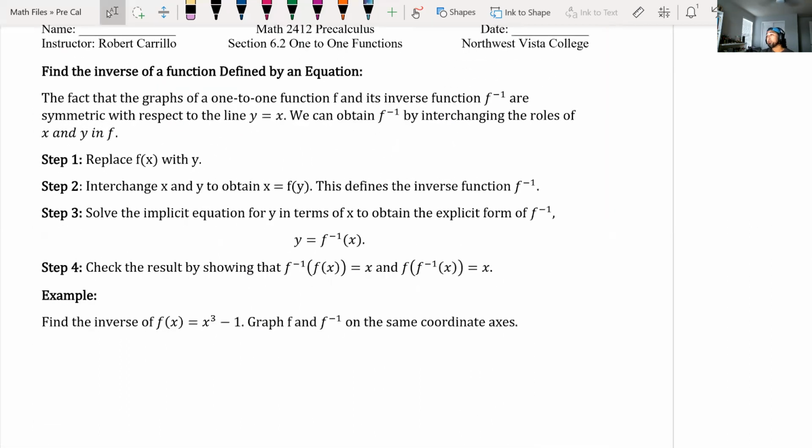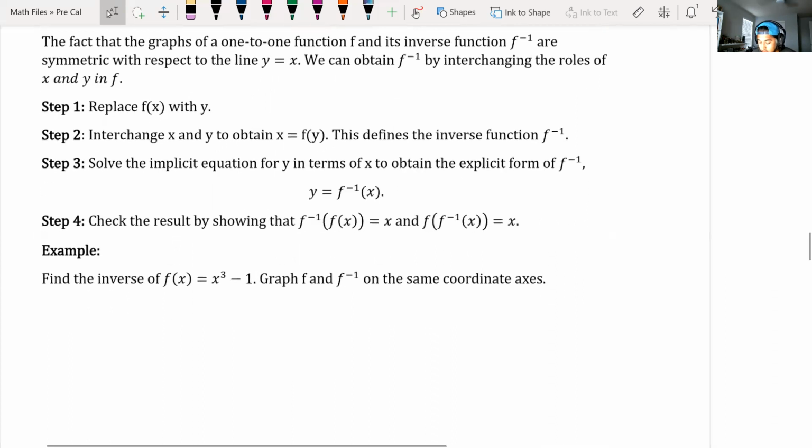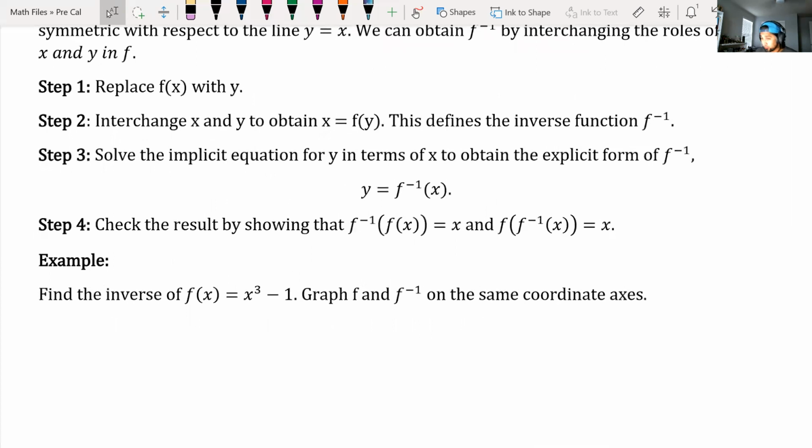Next, we are going to find the inverse of an equation. So remember, there's a couple steps to doing so. The first step is to take the function and replace f of x with y. I might as well just walk through these steps while we work the next example. Here we want to find the inverse of f of x equals x cubed minus 1.